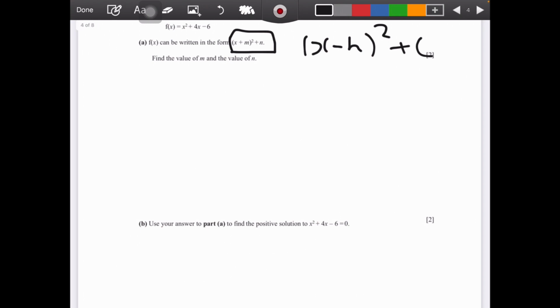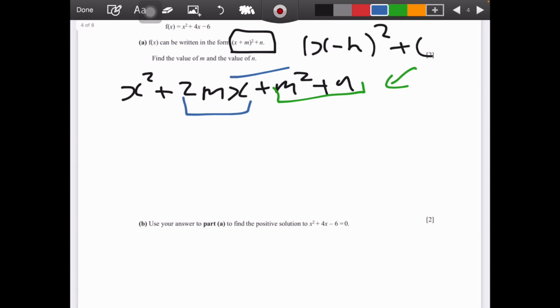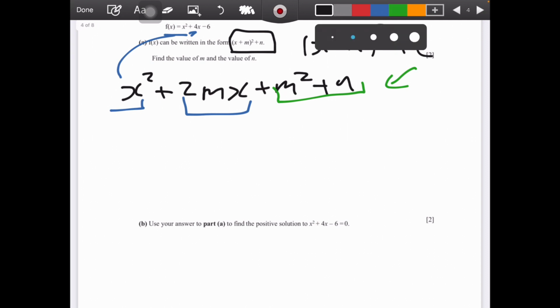We can expand the brackets, so x squared plus 2mx plus m squared plus n. So once we have this, we see that this is the coefficient, this is the constant, sorry, so that will be c. This will be 4, and this will just be 1. So now we can finally solve this equation for m and n.